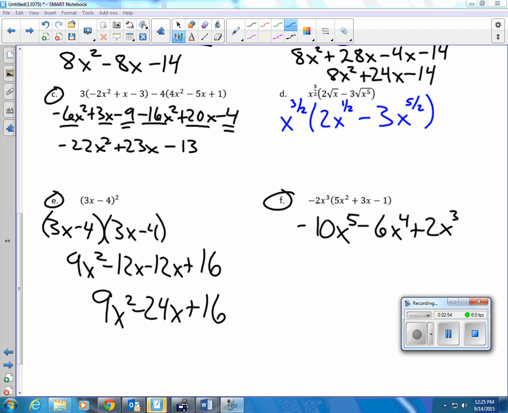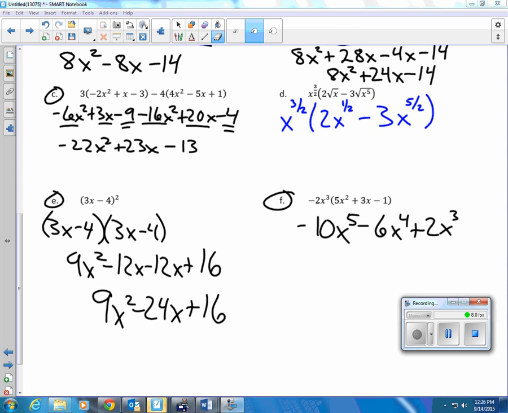X to the 3 halves times 2x to the 1/2. I have to distribute that through. When I distribute, what do I do to the exponents? Which is it? I add. And if you don't remember, make an easier problem. X to the 3rd times 2x squared minus 3x to the 5th. Okay? There you would have an x to the 5th and an x to the 8th. So you reminded yourself. You said, oh yeah, I add them when I do that.